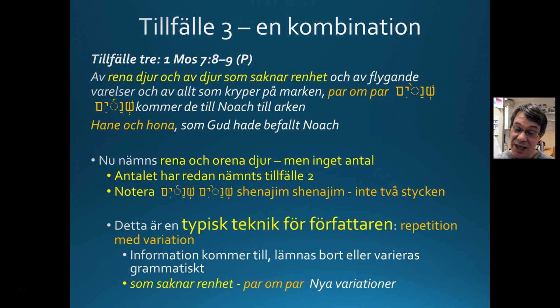Repetition with variation. The writer in the primeval history varies his language extremely much. You don't find these word-for-word repetitions. It's always varied, the information. Information is added. Information is left away. The grammar is changed. Words are substituted for another. As I already pointed out, here you can hear lacks purity, pair and pair, the new variations. He loves variation. It's so jammed with variations.